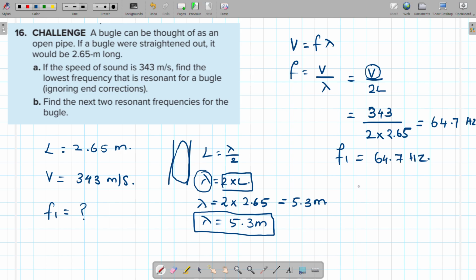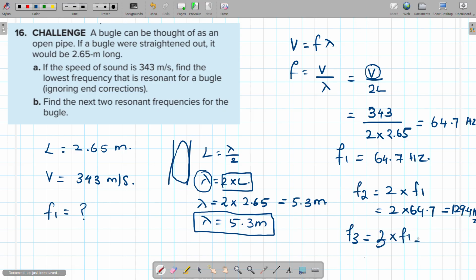As it is an open pipe, it has the second harmonic, 2 times frequency 1, that is 2 times 64.7, equal to 129.4 hertz. And the following, f3, 3 times f1. So 3 times 64.7 gives this value, 194.1 hertz. So this is the answer for B.